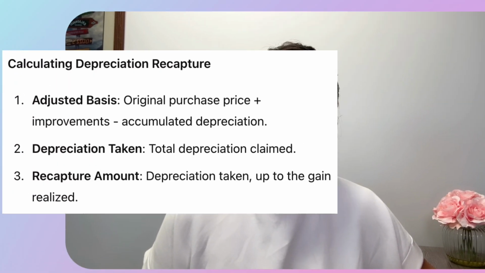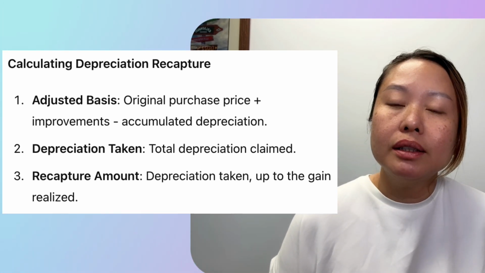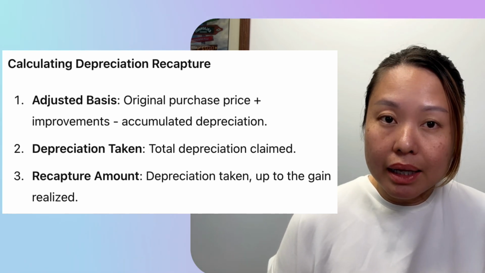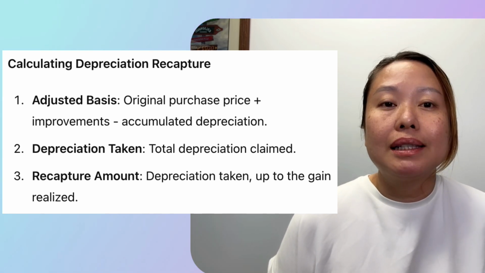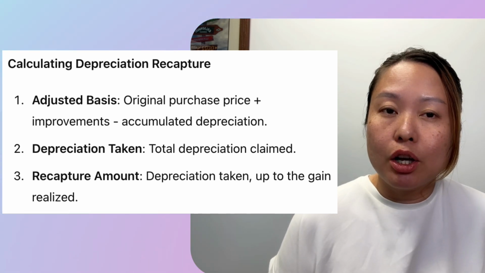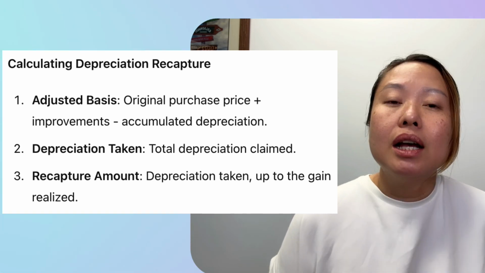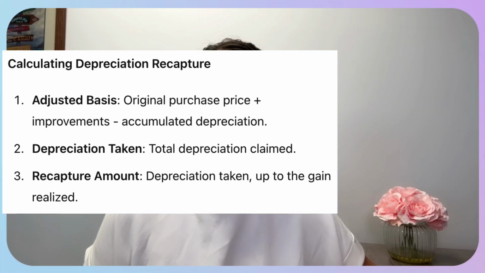How to calculate depreciation recapture? To calculate depreciation recapture, follow these steps. First, you want to determine the adjusted basis. So you calculate the adjusted basis of the property, which is the original purchase price plus any capital improvements, and then minus the accumulated depreciation. The second step is to calculate depreciation taken. So you want to sum up all the depreciation deductions taken over the years. The third step is to identify the recapture amount. The depreciation recapture amount is the total depreciation taken, up to the amount of gain realized from the sale.